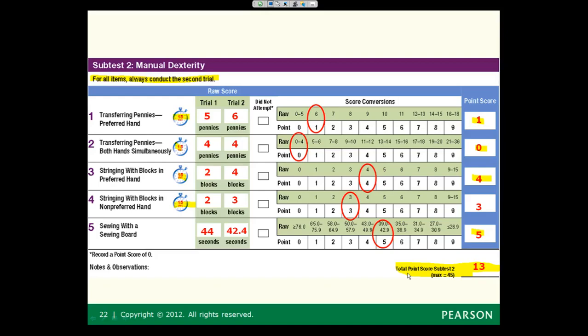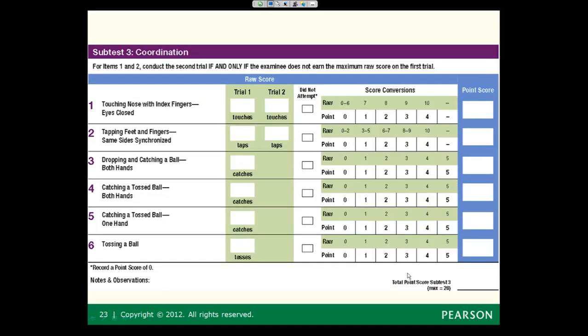All right, so let's look at the coordination subtest. Again, look at the notation that's up here at the top. So for items 1 and 2, we're only going to conduct a second trial if and only if the examinee does not earn the maximum raw score in the first trial.